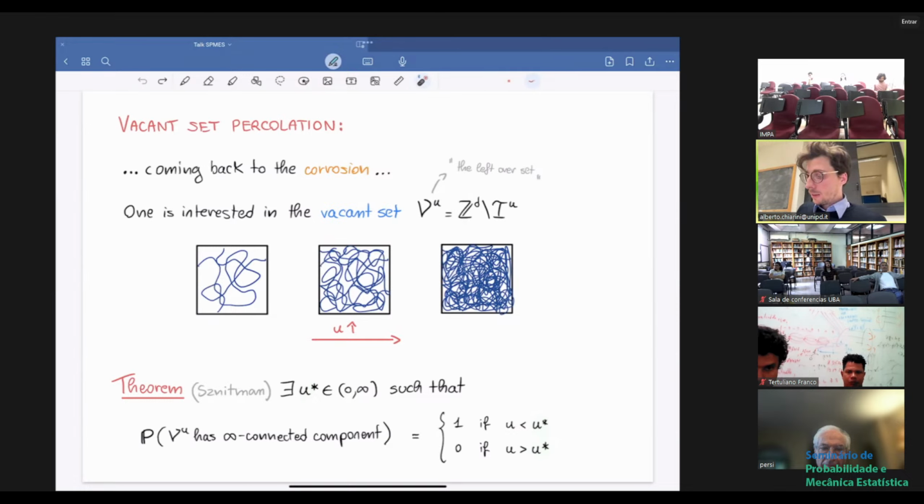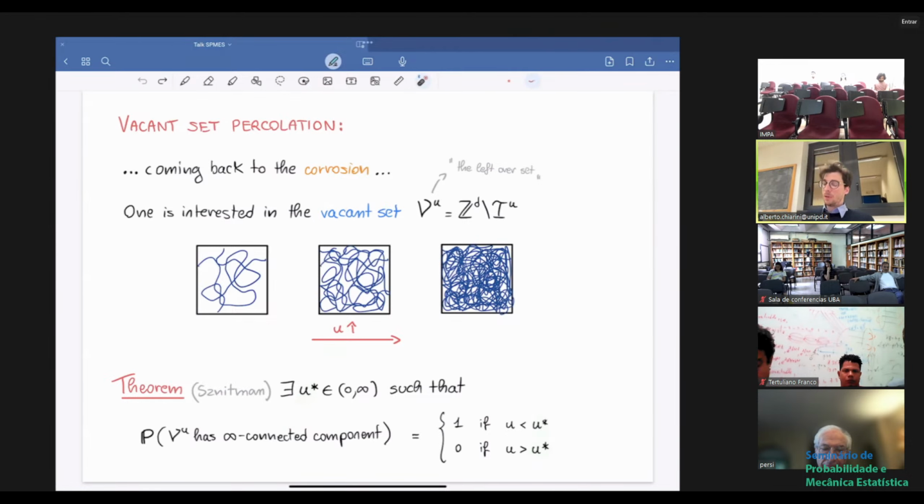So one is interested, when looking at random interlacements, in the vacant set, the set of points that are not visited by random interlacements. So this is the leftover set. And if we increase the level of the intensity of the interlacements, we are just throwing more and more trajectories. So the vacant set is becoming thinner and thinner. And so the question arises whether there is a phase transition in the percolation properties of this vacant set. And such a phase transition is there, and it is non-trivial.